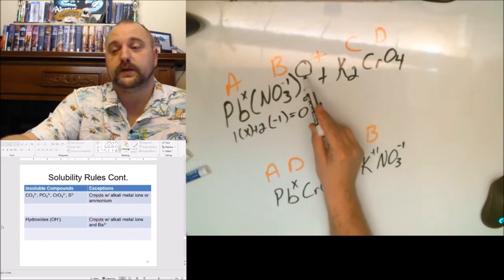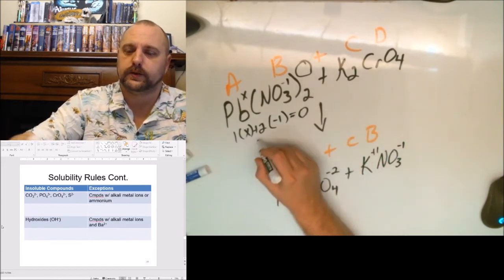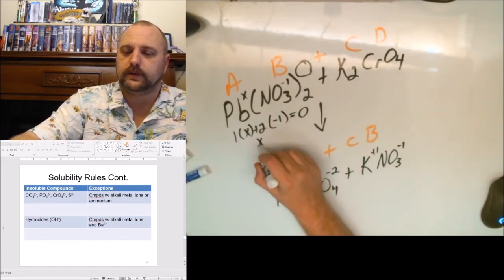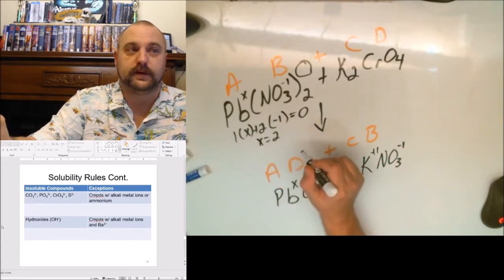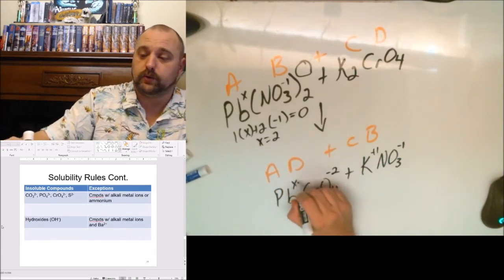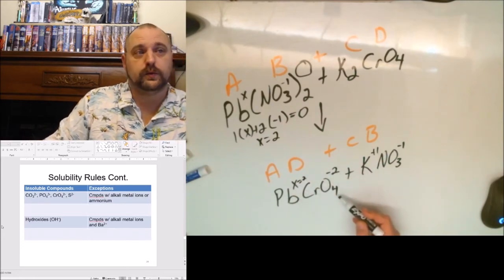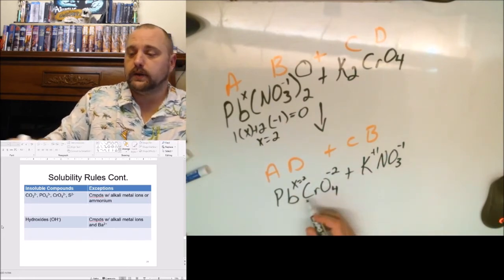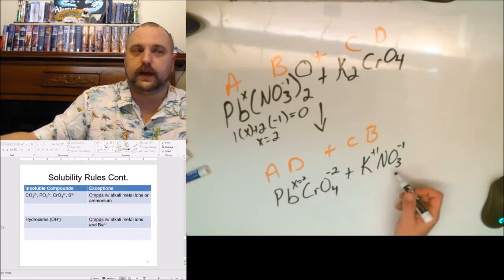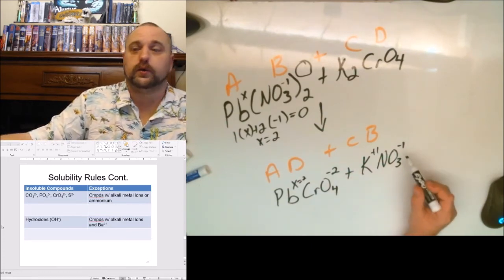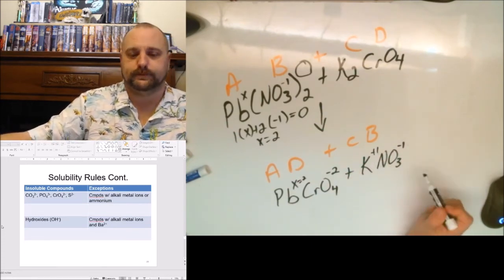If there was a charge, I'd set it equal to whatever that charge is. X minus 2 equals 0, so X comes out to be 2. Why is that important? Down here, X is 2. When I crisscross, I'll get 2 to 2, which is the same as 1 to 1. So PbCrO4 plus KNO3, 1 to 1 on this side, we're good.